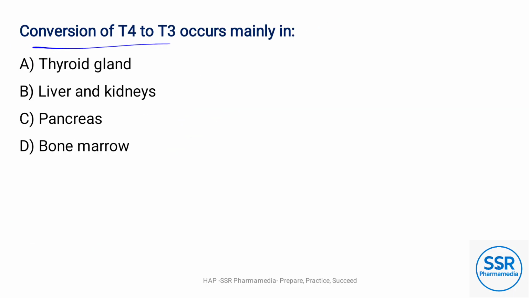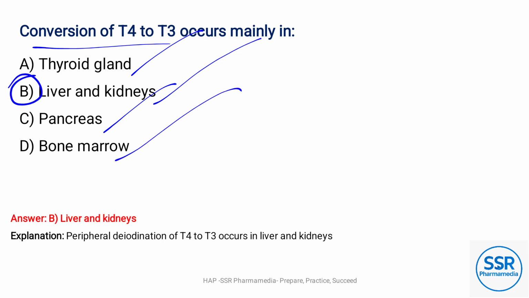Conversion of T4 to T3 occurs mainly in: option A, thyroid gland; option B, liver and kidneys; option C, pancreas; option D, bone marrow. So the answer is option B, liver and kidneys. Peripheral deiodination occurs in the liver and kidney.